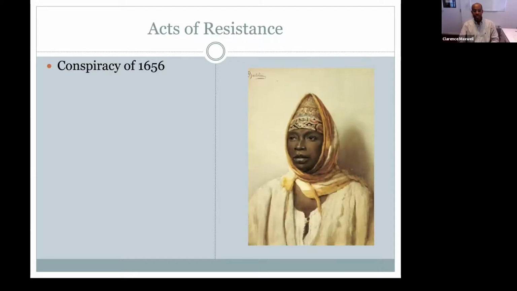There were, of course, acts of resistance. The first act of resistance occurs in 1656, and most of these were conspiracies. The conspiracy was discovered, and it was believed that a free black man named William Force, there were a number of free blacks living in the colony at that time, had some involvement. They could never prove it, and they were unable to get him to admit to it. He probably wasn't involved, but it didn't matter.